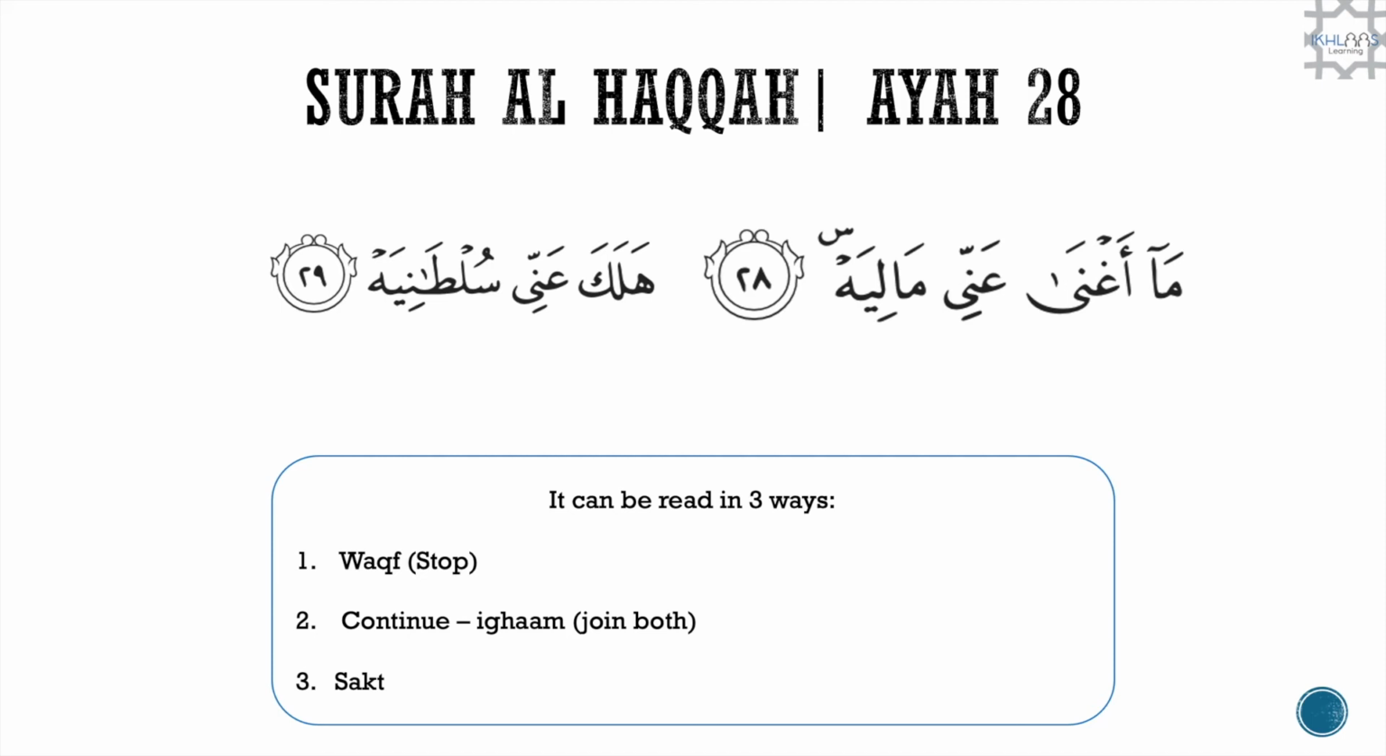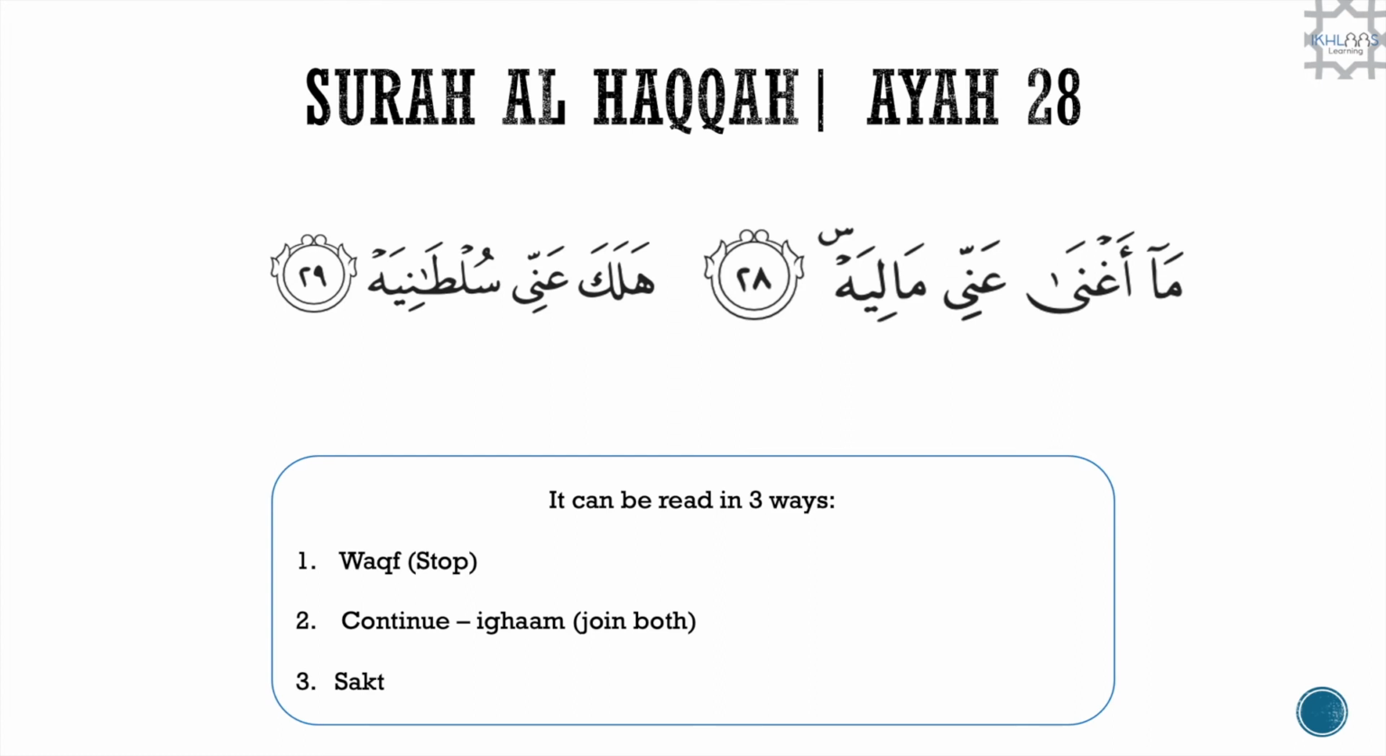We've done already the topic of idghams. So here we'd make a merging. How would we read that? So it'd be مَا أَغْنَىٰ عَنِّي مَالِيَهْ هَلَكَ عَنِّي سُلْطَانِيَهْ. So basically it would be like a shadda on the ha, the second ha. You'd just be merging it together.